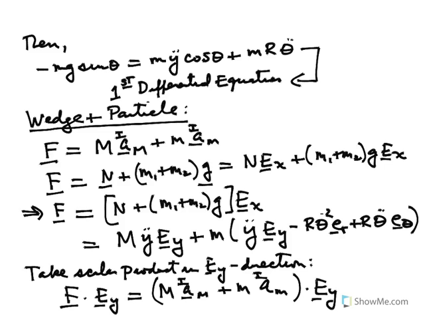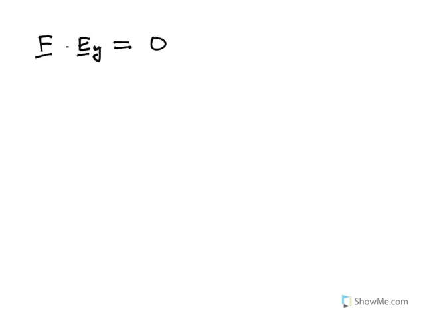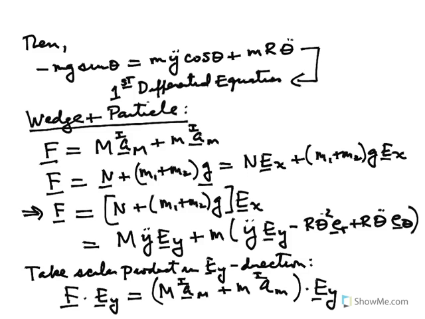Well, f dotted with ey is equal to 0 because all the forces act in the ex direction. Now if I take the mass of the wedge times the acceleration of the wedge in the inertial frame plus the mass of the particle times the acceleration of the particle in the inertial frame, and I dot that with ex, we obtain the following result.